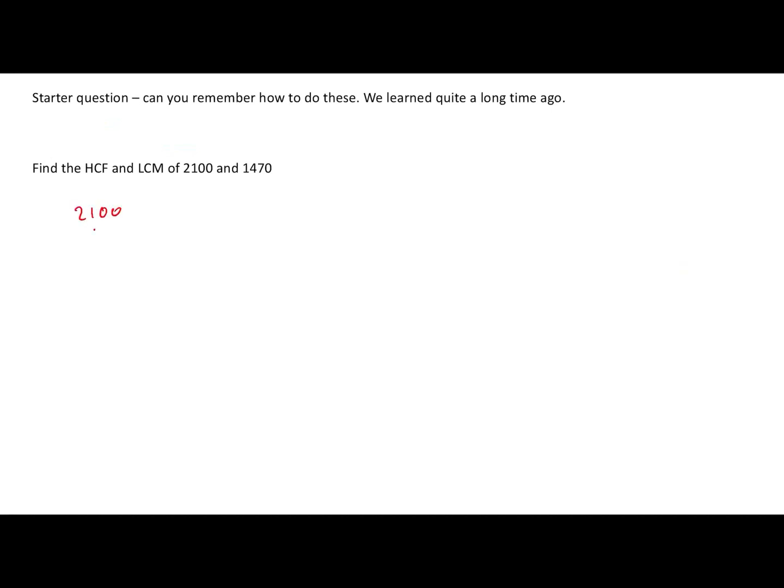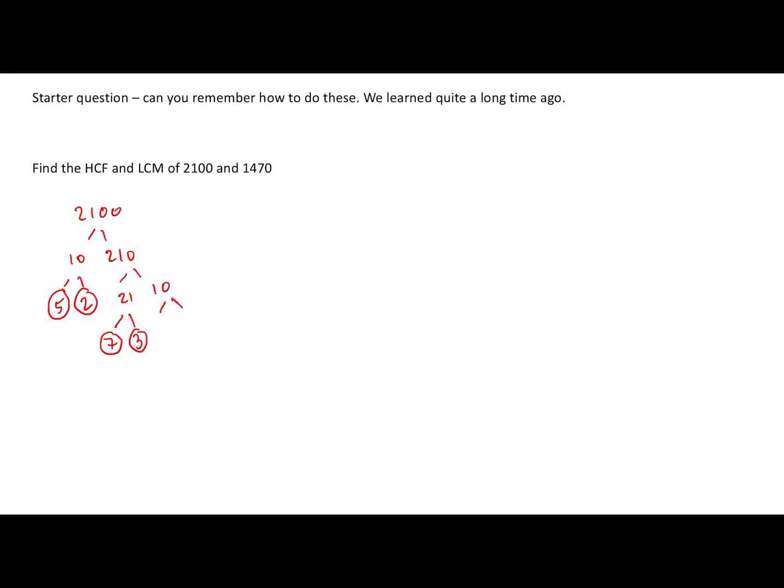Okay, hopefully you did that. What you have to do, if you remember, is prime factor decomposition. So you need that prime factor tree for both numbers. So we're going to do 2,100. That would be 10 and 210. Is 10 a prime number? No. So 5 and 2. Okay, 5 is a prime number. 2 is a prime number.